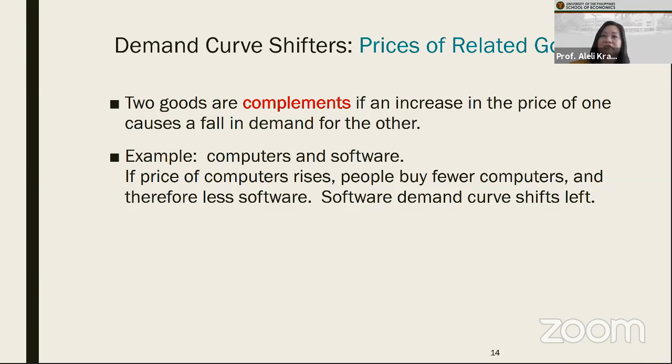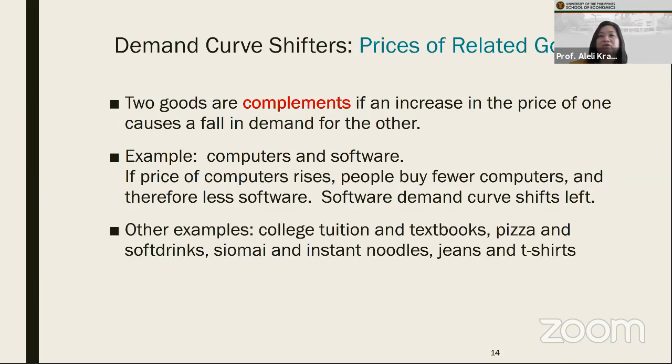Other examples, of course: when tuition increases, then you would consume fewer textbooks. Why? Because of course you would not enroll, or you would probably enroll in fewer units, and therefore you would require fewer textbooks. If you're a mami and siomai eater, if the price of siomai increases, then you would also reduce your demand for instant noodles because you consume the two together. Okay, so these are complements.